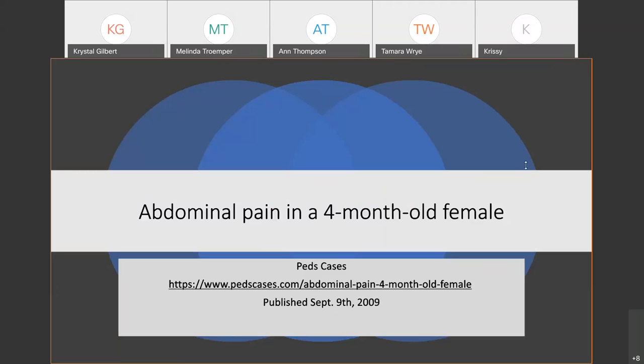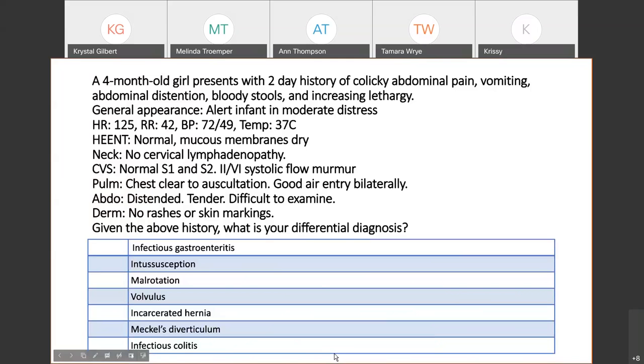So this one is abdominal pain in a 4-month-old. A 4-month-old presents with a 2-day history of colicky abdominal pain, vomiting, abdominal distension, bloody stools, and increasing lethargy. She's alert, but has moderate distress. These are her vitals. She has normal but dry mucous membranes. No cervical lymphadenopathy.